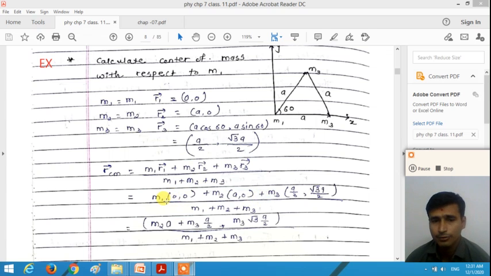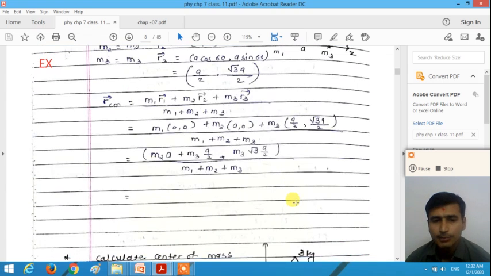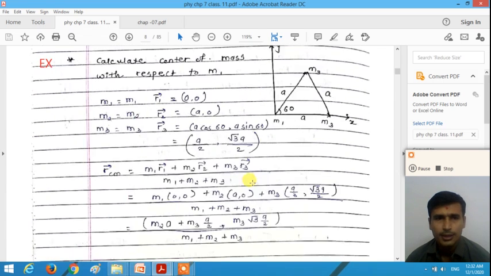So how do you find the x coordinate? m1 into 0, that is 0, m2 into a plus m3 into a by 2. So we get the x coordinate as m2 a plus m3 a by 2. For the y coordinate, m1 into 0 is 0, m2 into 0 is 0, and m3 into root 3 a by 2. So the y coordinate is m3 into root 3 a by 2, divided by m1 plus m2 plus m3. This way we can get the x coordinate and y coordinate of the position vector. So dear student, understand this example.